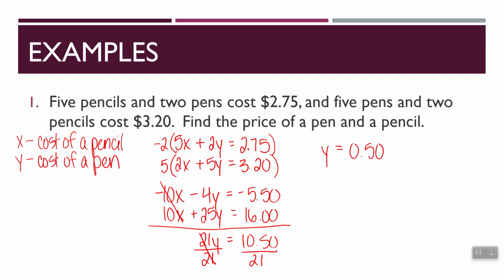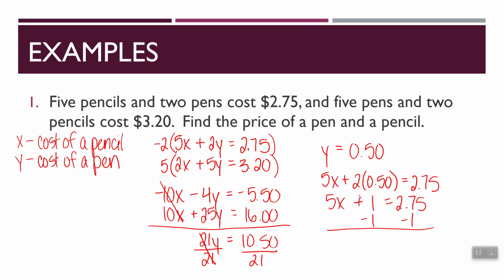Now I need to figure out the cost of a pencil. That's the x. So I'm going to plug that 50 cents in. I can do it in either equation. I'll go ahead and just use the first one. So I have 5x plus 2 times 0.50, and that equals 2.75. So 5x plus 1, subtracting 1 from both sides, 5x equals $1.75, and dividing both sides by 5, we get that x equals 35 cents.